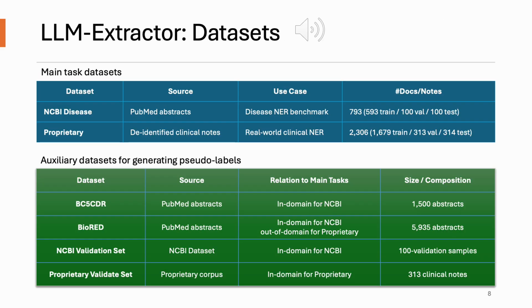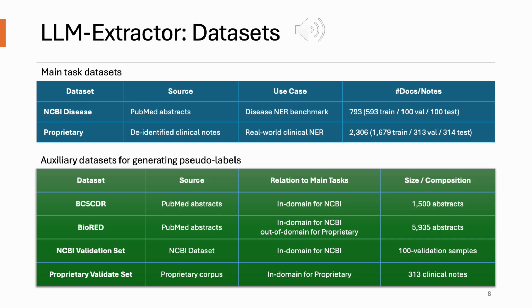In this slide, we are talking about the datasets we are using. We are using NCBI Disease. The source is PubMed abstracts, and it is a disease NER benchmark. It has nearly 800 total notes. For the proprietary dataset, we are using clinical notes, which is real-world clinical NER, and we have 2,306 total medical notes.